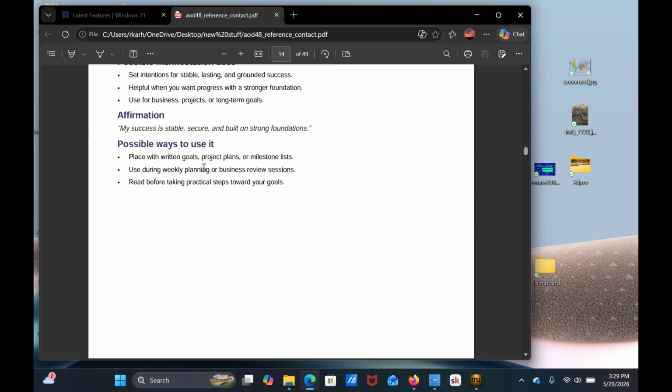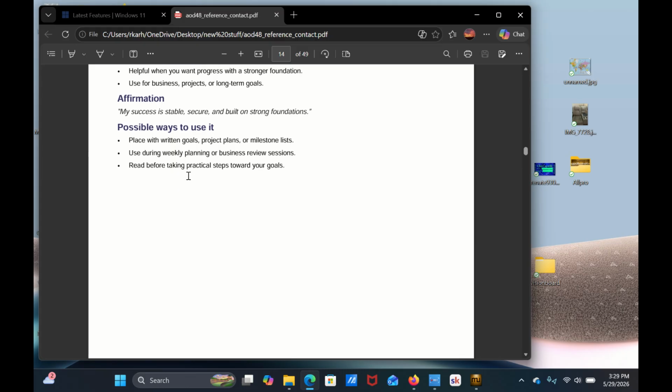Possible ways to use it. Place with written goals, project plans, or milestone list. Used during weekly planning or business review sessions. Read before taking practical steps towards your goals.